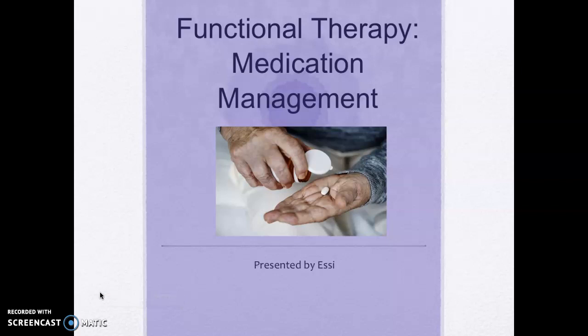Today I'll be talking about my functional therapy that involves medication management. After reading about each approach and how they can be utilized, I noticed one big trend about them. Each approach could be used simultaneously and or interchangeably with each other.